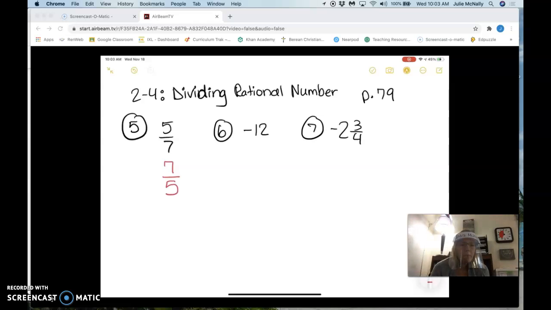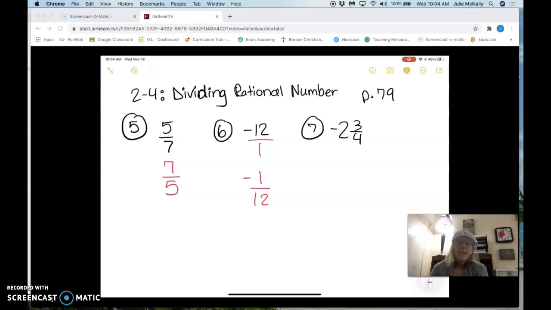Good. So all we're going to do is flip the fraction. Whatever was on the bottom goes to the top, and whatever's on the top goes to the bottom. And that's it. But number 6, you're like, wait a minute, that's not a fraction. How do I flip it? Well, remember, what is sitting under every whole number? 1. An imaginary 1. So I'm going to draw that 1, and now I can flip it. And don't forget the negative on that one, because it's negative.